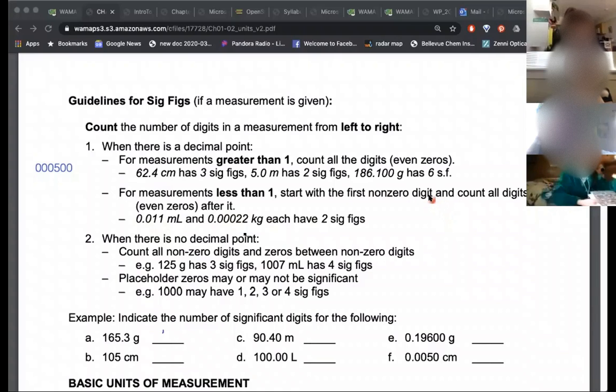All right, if there's no decimal place, then we're just going to count left to right. And if there's a trapped 0, then those zeros would be significant. And if there are trailing zeros and no decimal point, then it's ambiguous. We don't know. We have to communicate that information in another way.